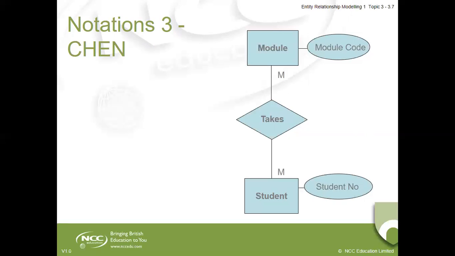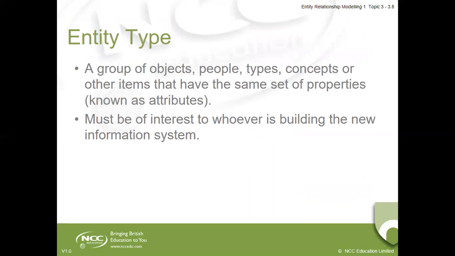Then the cardinality, where we have M, meaning many. So we have many students taking many modules. If you want, you can have many students doing one module. It's all the same, depending on how you have modeled it.